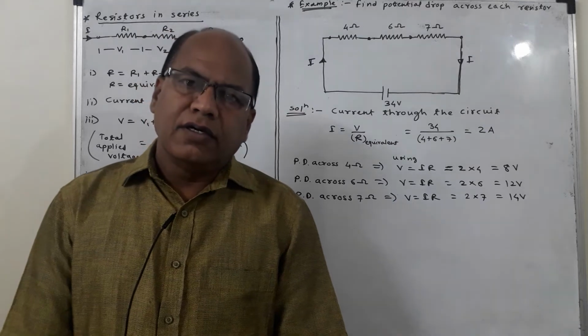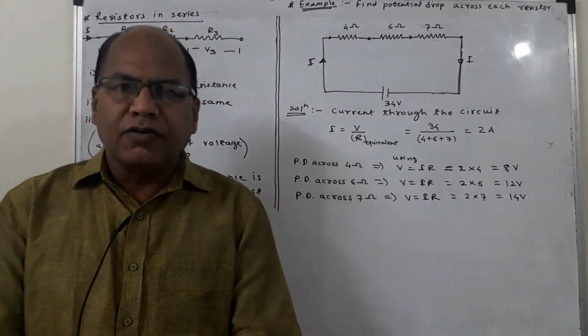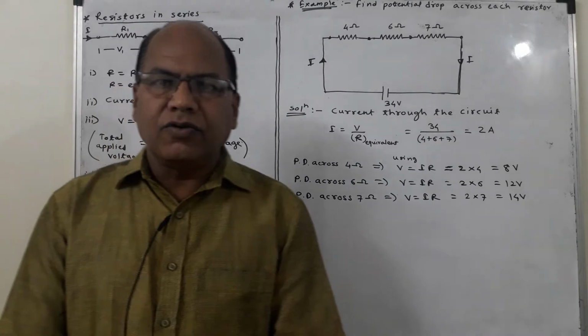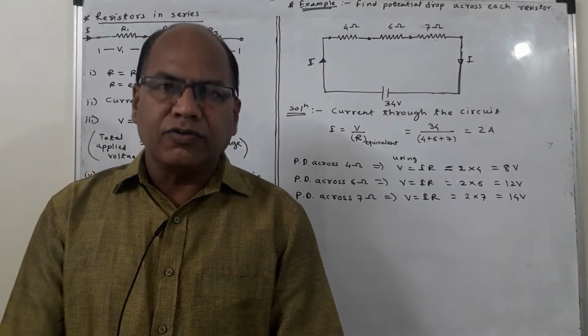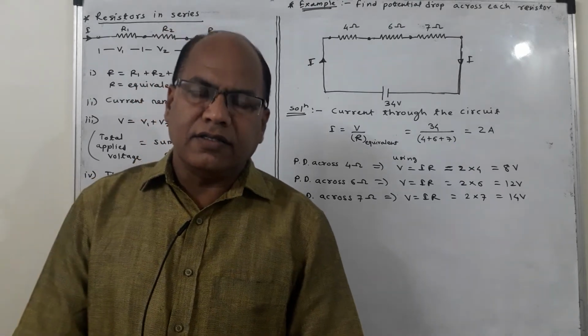Hello students, in the previous video we have seen Ohm's law, that is V is equal to IR. V is the potential difference, I is the current flowing through the conductor and R is the resistance.